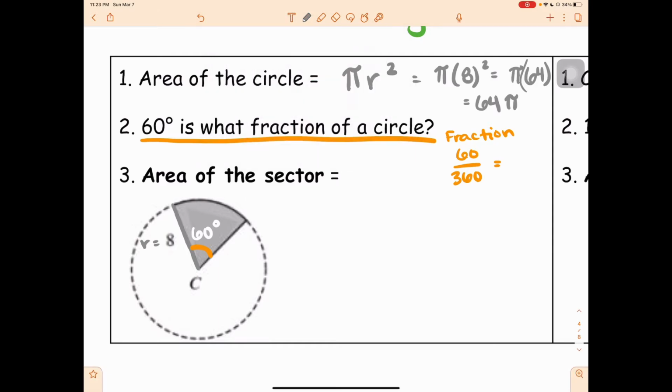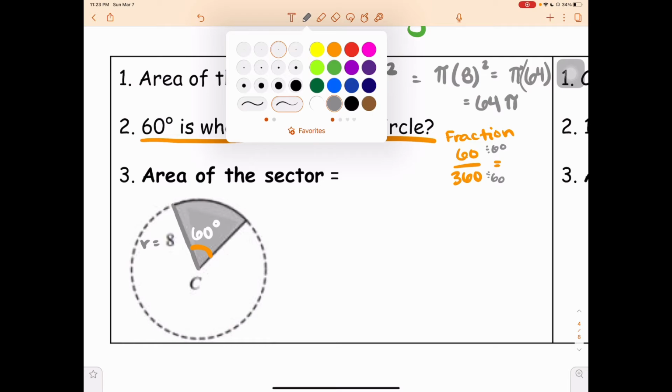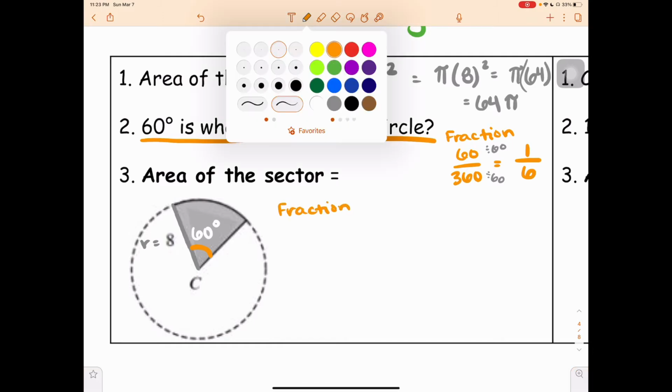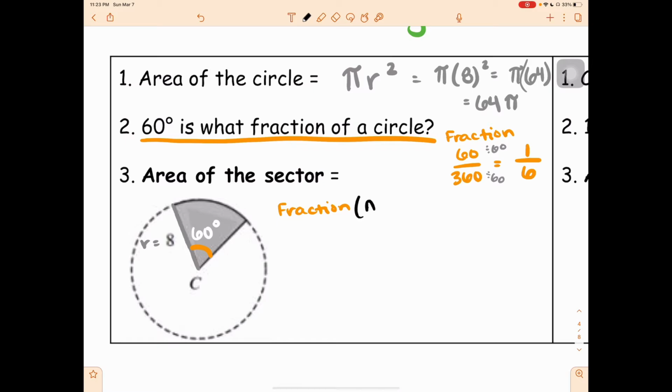Both the top and the bottom here are divisible by 60. And if you didn't see that right away, you could divide both top and bottom by 10 and then by 6. 60 divided by 60 is 1. 360 divided by 60 is 6. So the area of the sector is always going to equal the fraction times the area of the whole circle.